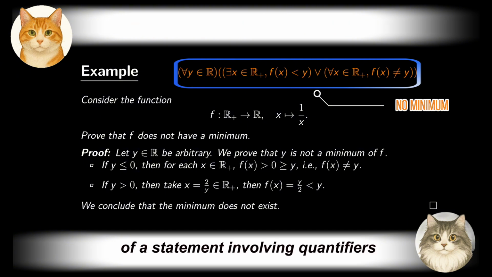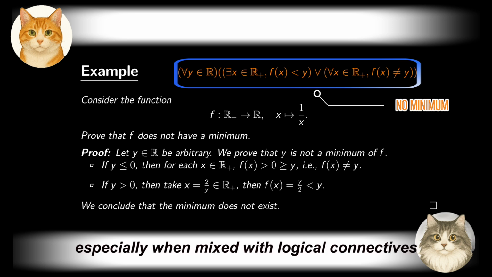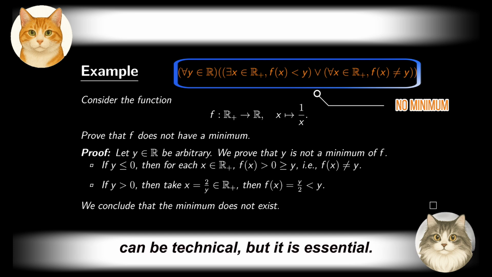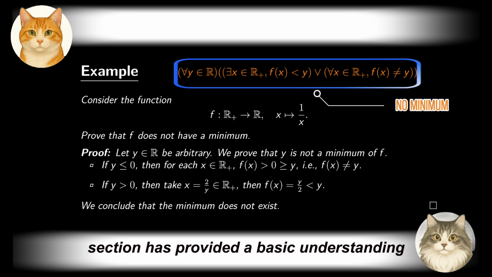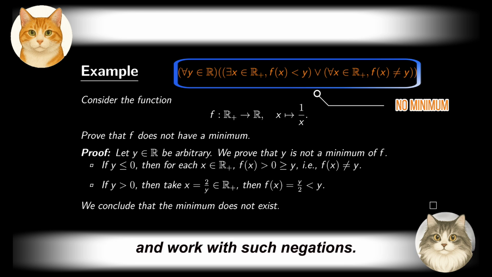The correct negation of a statement involving quantifiers, especially when mixed with logical connectives, can be technical, but it is essential. Negation is often the first step towards strategies such as proof by contrapositive and proof by contradiction. We hope this section has provided a basic understanding of how to obtain and work with such negations. In the next section, we will explore the order of quantifiers and the subtle differences it introduces.